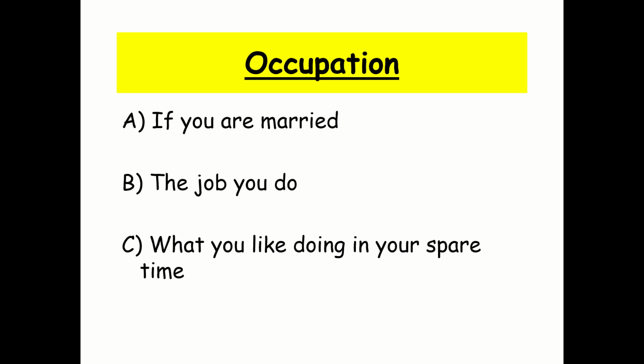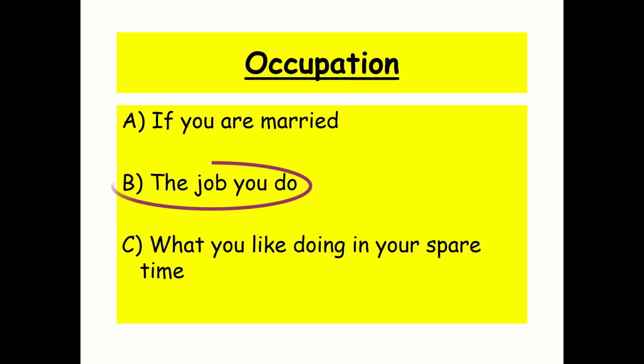Okay, so occupation. What is occupation? Is it A, if you are married, B, the job you do, or C, what you like doing in your spare time? Let's check the answer. So the answer is B, the job you do. So your occupation is the work that you do. Your occupation is your profession. Example, I'm a teacher, so my job is teaching, and my occupation is as a teacher.